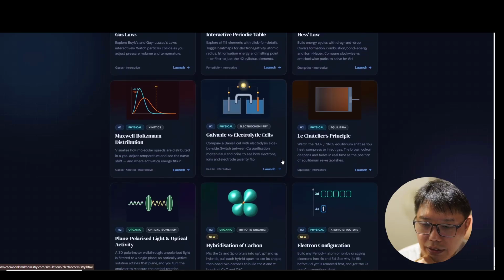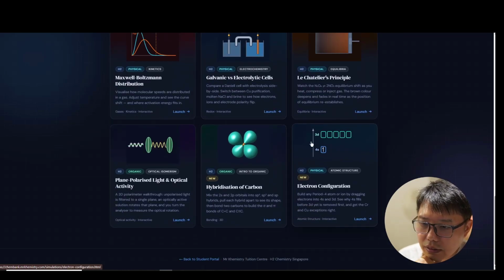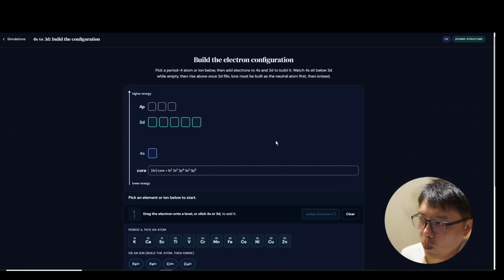I've recently added in the atomic structure, electronic configuration. This will help us understand why your 4s electrons are being added first, but after we fill in the 3d electrons, your 4s orbital goes above the 3d orbital in terms of energy. So let's go ahead and try this one out.